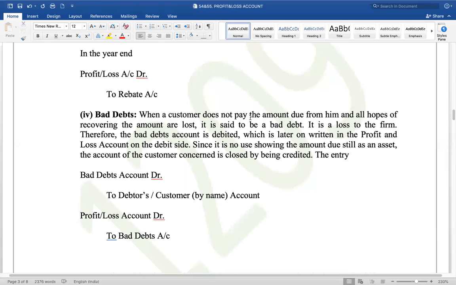Now, what is this? When a customer does not pay the amount due from him and all the hopes of recovering it are lost, then that amount is said to be a bad debt. In Telugu, a beautiful word is used, chavu baki. So it is a loss to the firm. Therefore, bad debts is to be debited to the profit and loss account. So profit and loss account debit to bad debt.